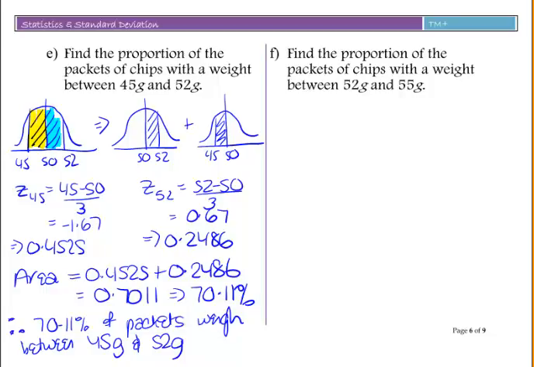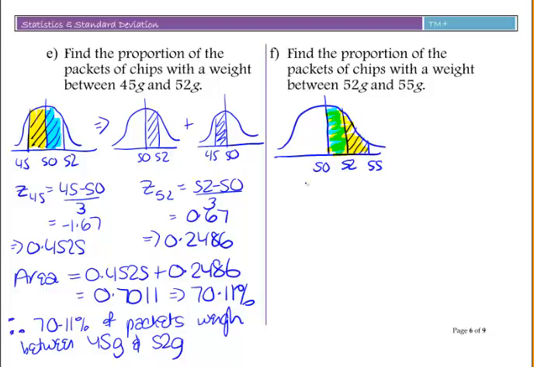Next, find the proportion of packets of chips with a weight between 52 and 55 grams. So let's draw a picture. Here's my 50, so 52, 55. So now I want this area here. Now this one's a little bit trickier because you're going to have to do it in two steps. You're going to have to look at this whole area between the 50 and the 55, and then subtract the area between 50 and 52.